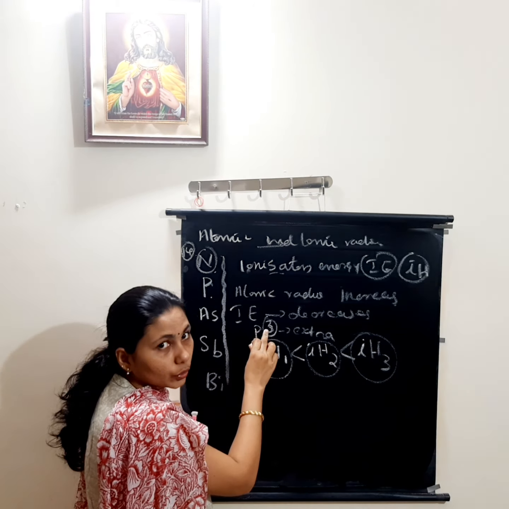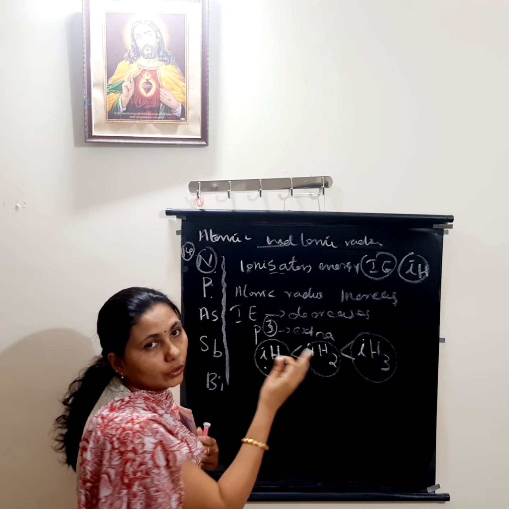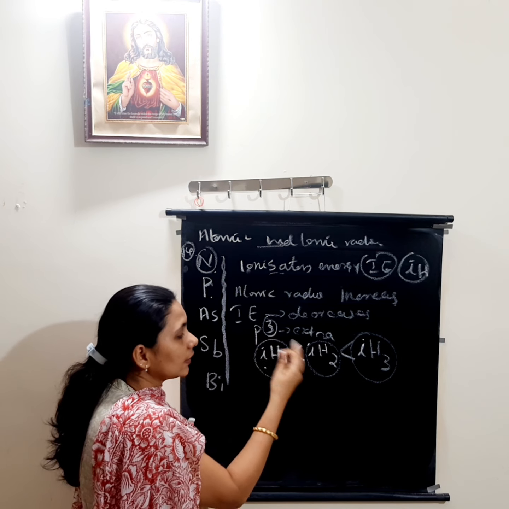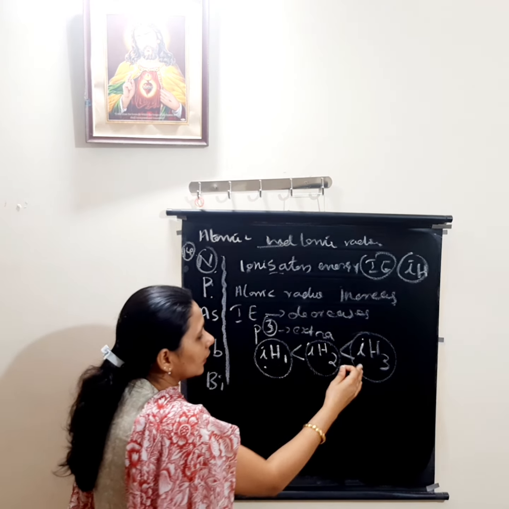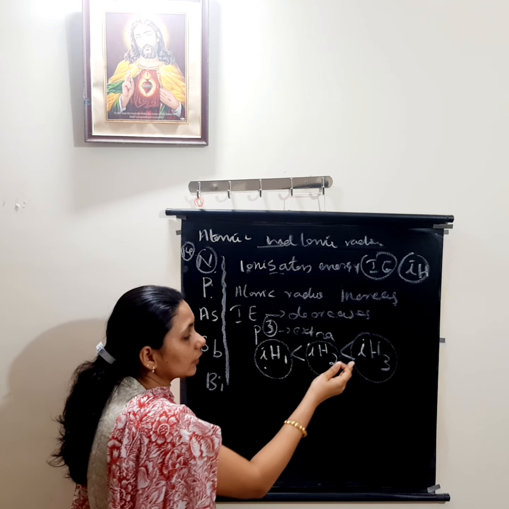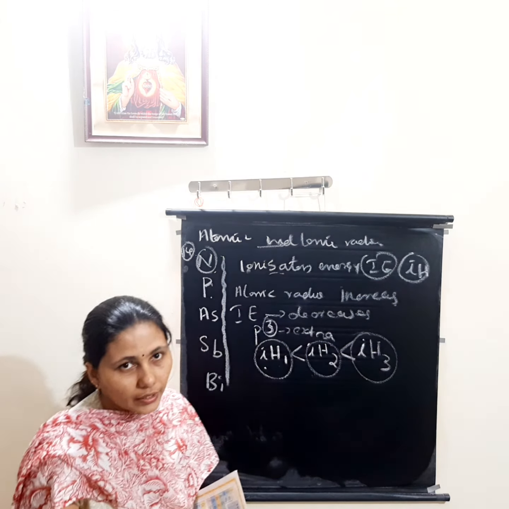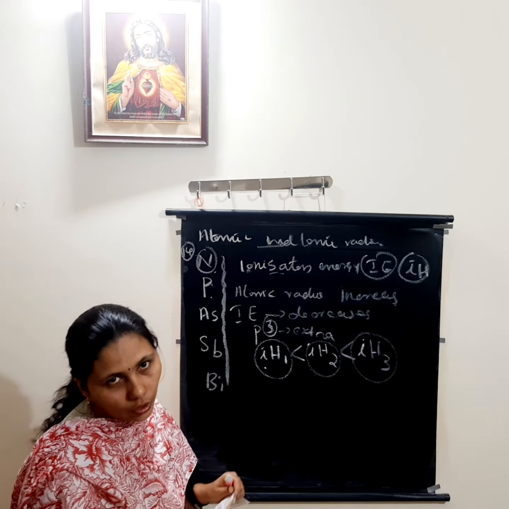So the order of ionization energy: first ionization energy means removing the first electron. From P, 3 electrons are there. To remove the first electron is very easy, needing less energy. Then a little more energy is supplied to remove the second electron. Then for removing the third electron we have to supply more energy. So this is the order.